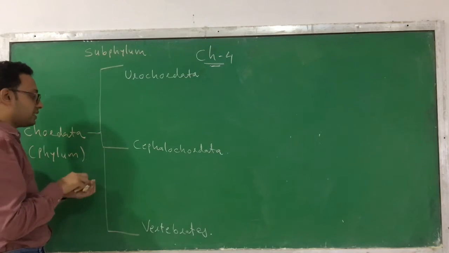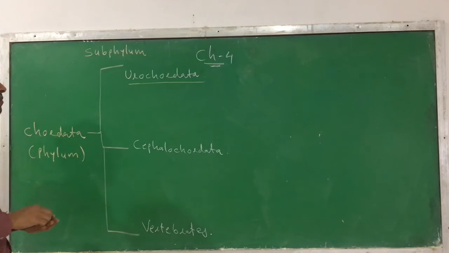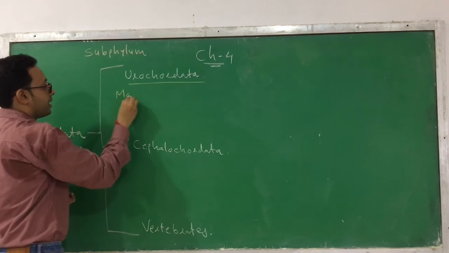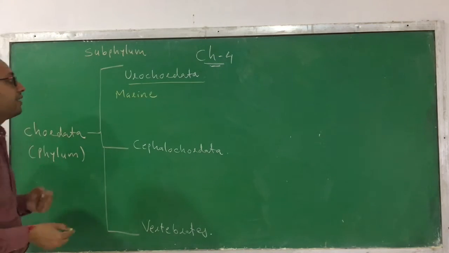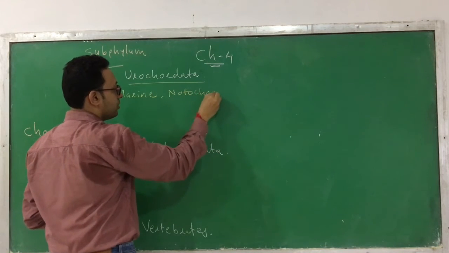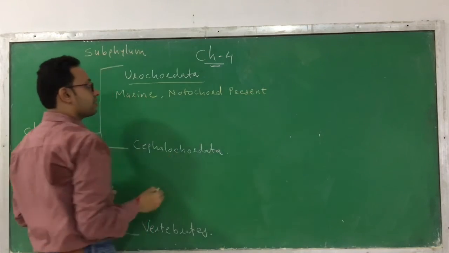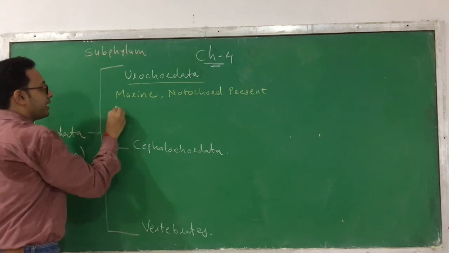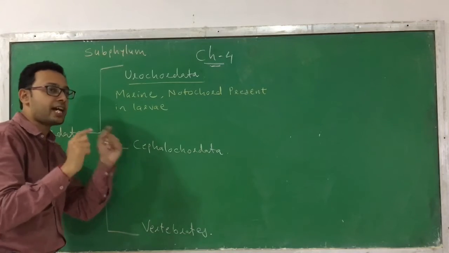Now, what are the characteristics? We will discuss the characteristics of each subphylum, starting with the first one, Urochordata. The Urochordata are marine, meaning found in sea water. They have the presence of notochord. So I am writing that notochord is present, but it is not present throughout the life. It is present in larvae, meaning it is present only during the larval stage.